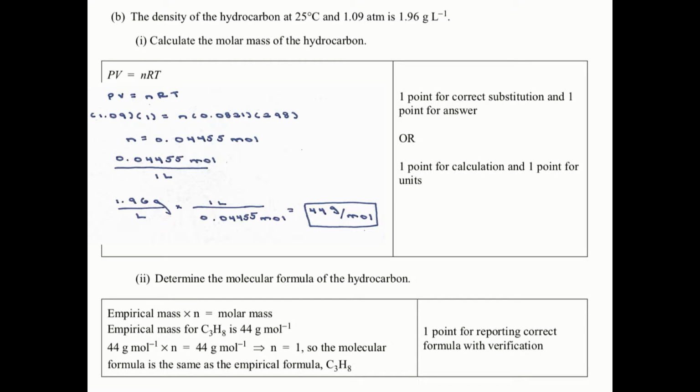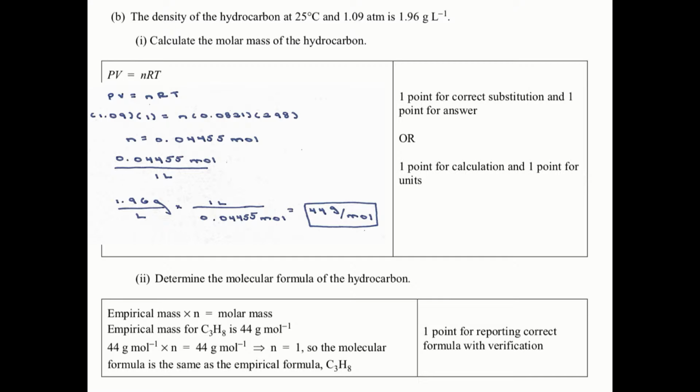Well, in B, it tells us that the density of the hydrocarbon at 25 degrees Celsius and 1.09 atmospheres is 1.96 grams per liter. Okay, so I covered up their work because I prefer it the way that I'm about to show you. I'm going to use PV equals nRT. And since I'm in grams per liter for density, I'm going to want to determine the number of moles. Well, I don't know the number of moles or the number of liters. So one assumption I'm going to make is that I am dealing with just 1 liter because it's 1.96 grams for every 1 liter. Well, let's figure out how many moles I have for 1 liter.